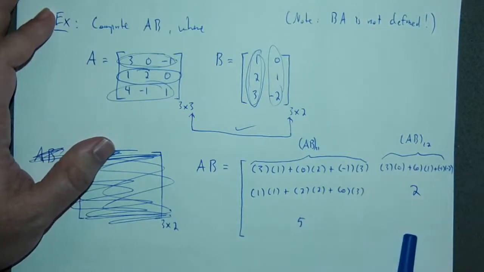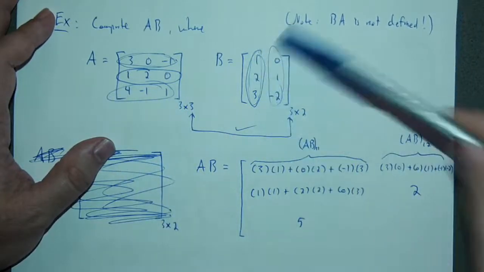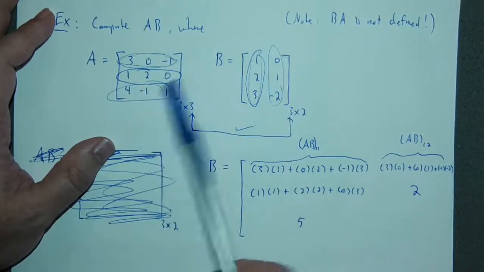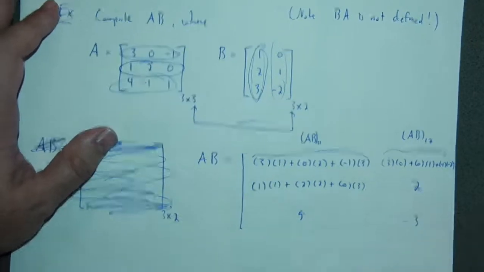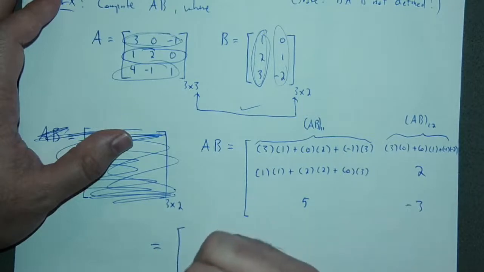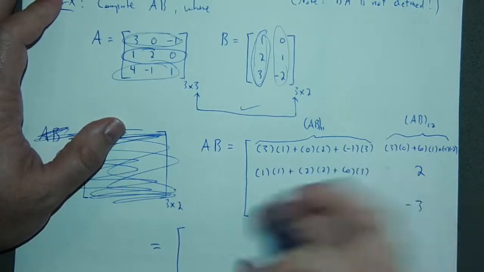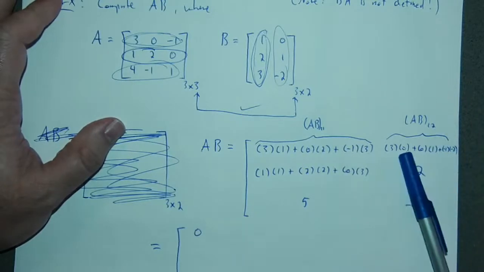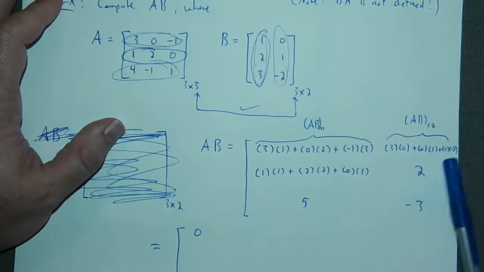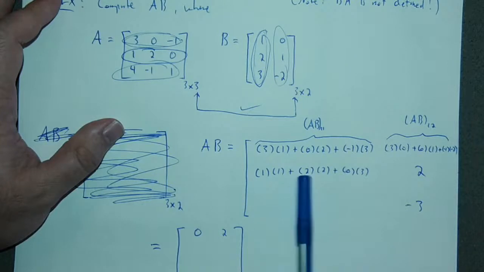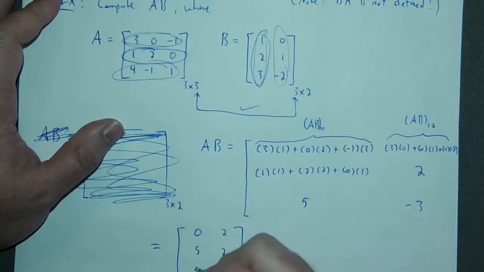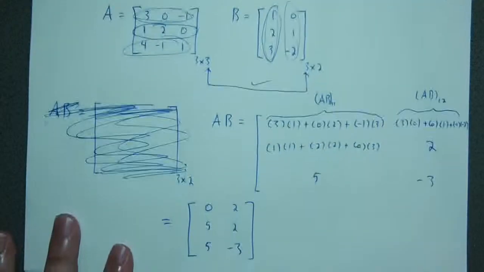Okay, and then the last entry is the third row, second column. So third row of A, second column of B. So 4 times 0 plus minus 1 times 1 plus 1 times minus 2. So minus 1 plus minus 2, so that's minus 3. And so let's compute what this thing is. So 3 plus 0 minus 3 is 0. Here I have 3 times 0 plus 0 plus minus 1 times minus 2, so that's 2. Here I have 1 plus 4 plus 0, so that's 5. 2 and 5 minus 3. So that's my product here.